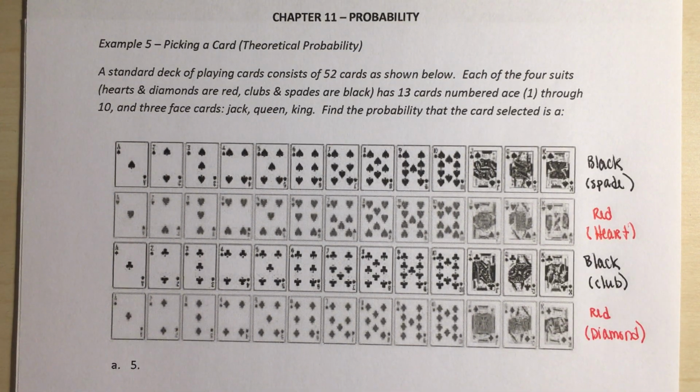So in the next example, we're going to look at some more theoretical probability problems. In this particular case, we are going to be looking at a standard deck of playing cards. A standard deck consists of 52 cards as shown below. Each of the 4 suits, hearts and diamonds are red, clubs and spades are black, has 13 cards, numbered ace, which is our 1, through 10, and then 3 face cards: a jack, queen, and king.